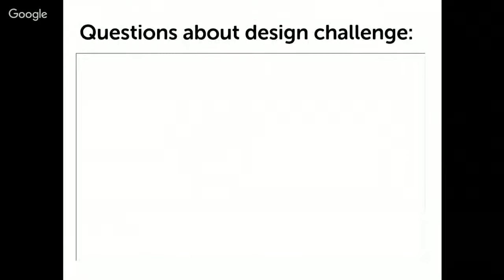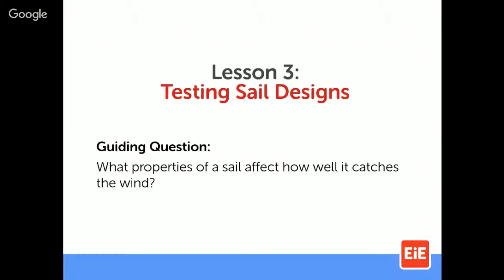Great. So we don't give all the information about the design challenge here in the goal because we want them to come up with some good questions, asking to clarify and to get more details. Okay. So that brings us to lesson 3 after they've brainstormed the list of questions. Focusing on some of those questions, hopefully they maybe started asking about materials and properties of those materials that will help them catch the wind.